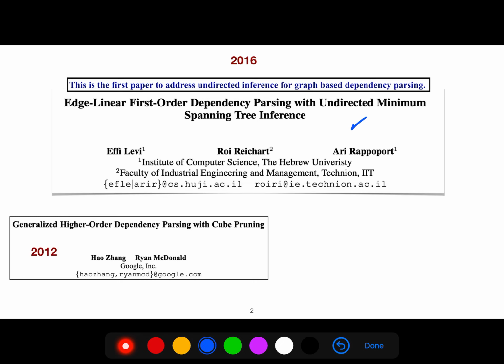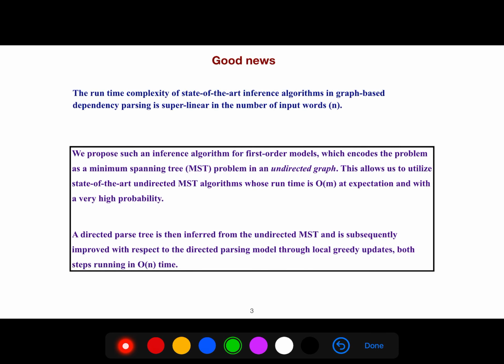And of course, if you like this article, then with high probability, you'll also like this article. It's pruning for cube pruning. The good news is that the runtime complexity of state-of-the-art inference in graph-based parsing is not n-cubed, but it is superlinear in the number of words. Yes, it is superlinear, and you will see why.